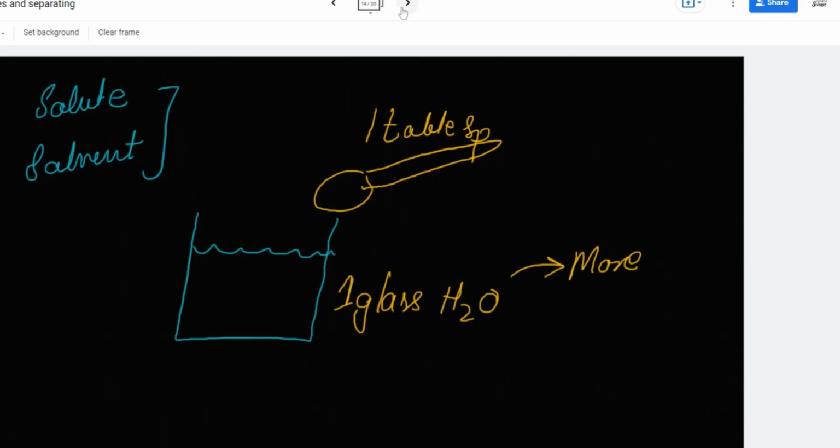Remember, here is the case. In a solution, we always have two things, okay? One is solute and the other one is solvent. What's the difference? The solvent is the one which is present in a big amount, which is present more, and the solute is the one which is present less, okay?